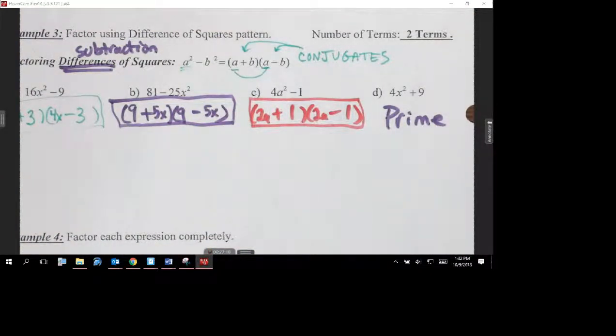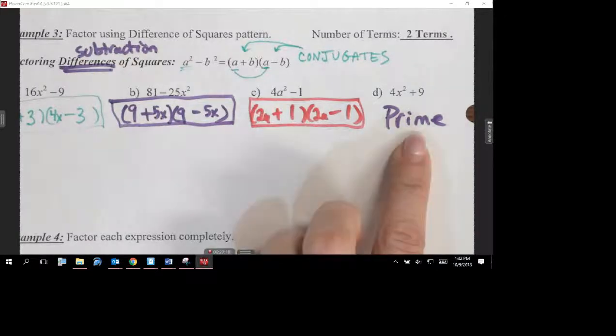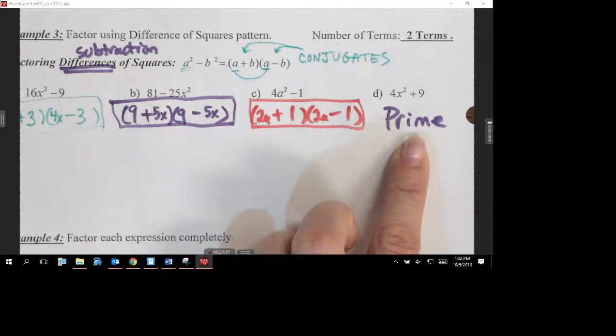Prime means only divisible by itself and 1. That's the only factors it has, 1 and itself. So the only time you'd write prime is if you couldn't factor anything.